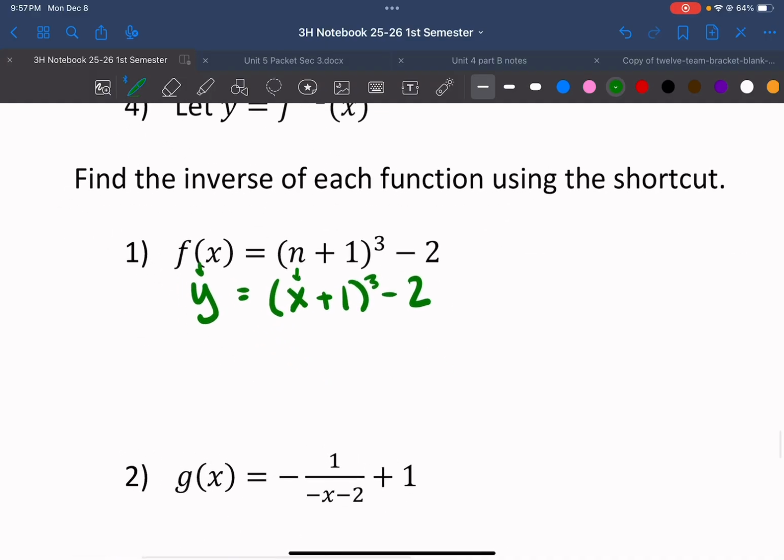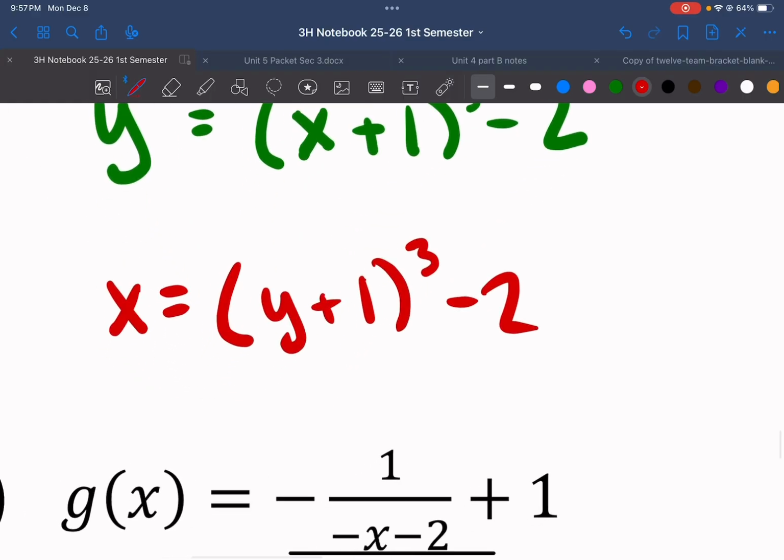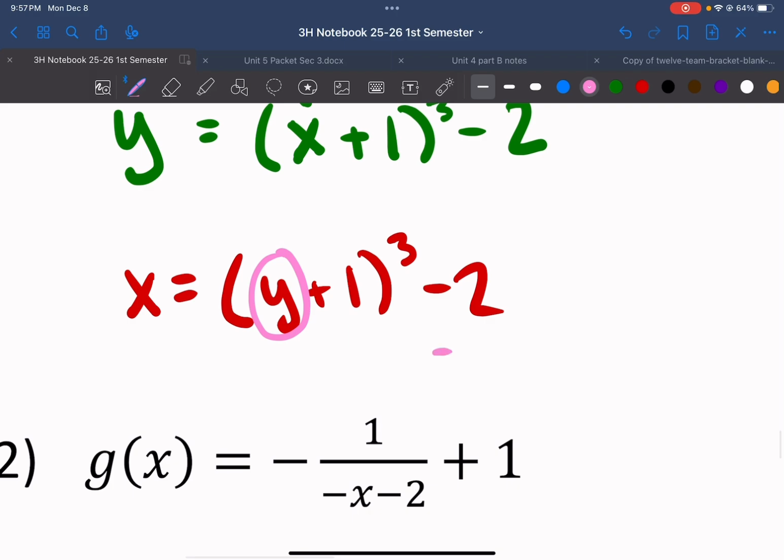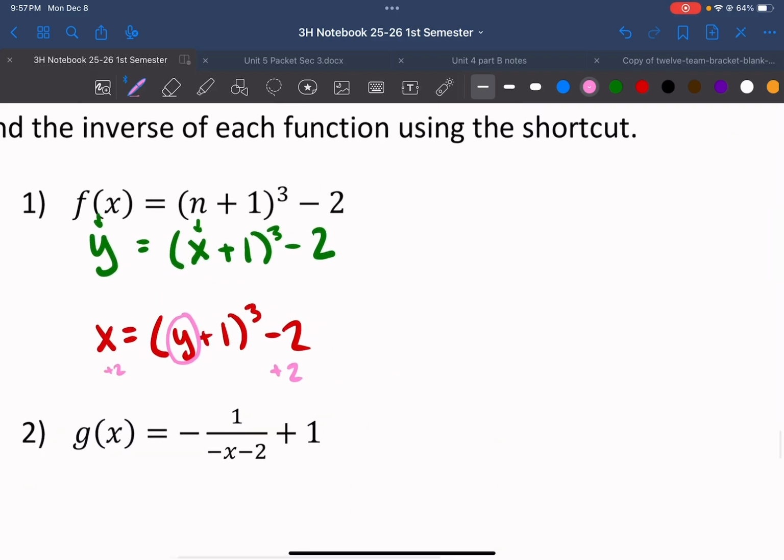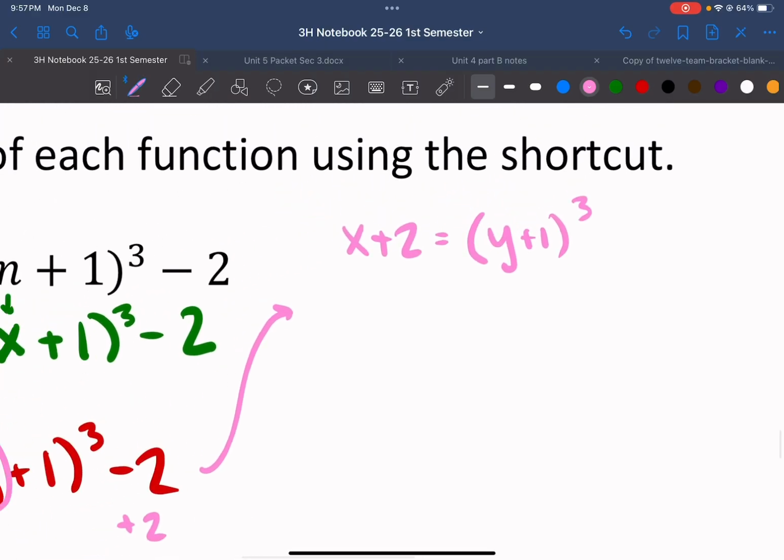Now what we do is we flip x and y. Now all we have to do is solve for y. We're trying to get this guy all by himself using our algebra skills. Add 2. Okay, so now I'm coming up here. X plus 2 equals y plus 1 to the third. Next step to get y by itself, I'm going to cube root both sides.